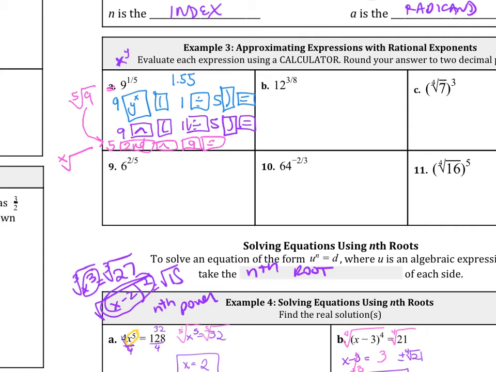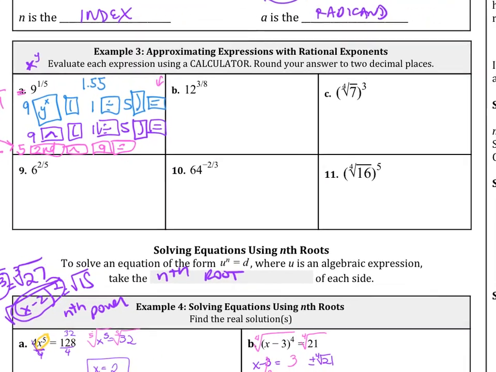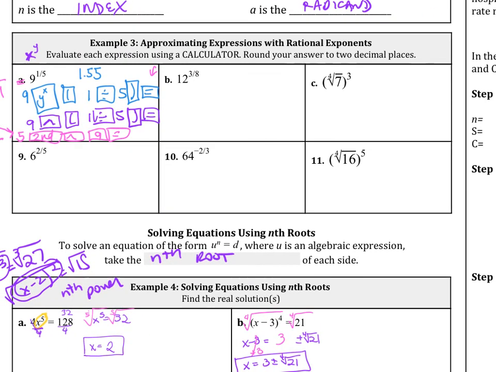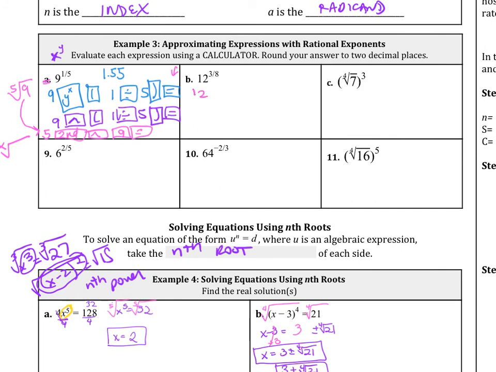Now for the rest of these, I would probably just use it in this form here. So if you don't see it in fraction form, then rewrite it in fraction form. So for example, letter B, you would type in 12, and then either the y to the x in the gray calculator or the caret button in the other calculator, parentheses 3 divided by 8, close parentheses, and then equals. Okay, and that's how you would do that.